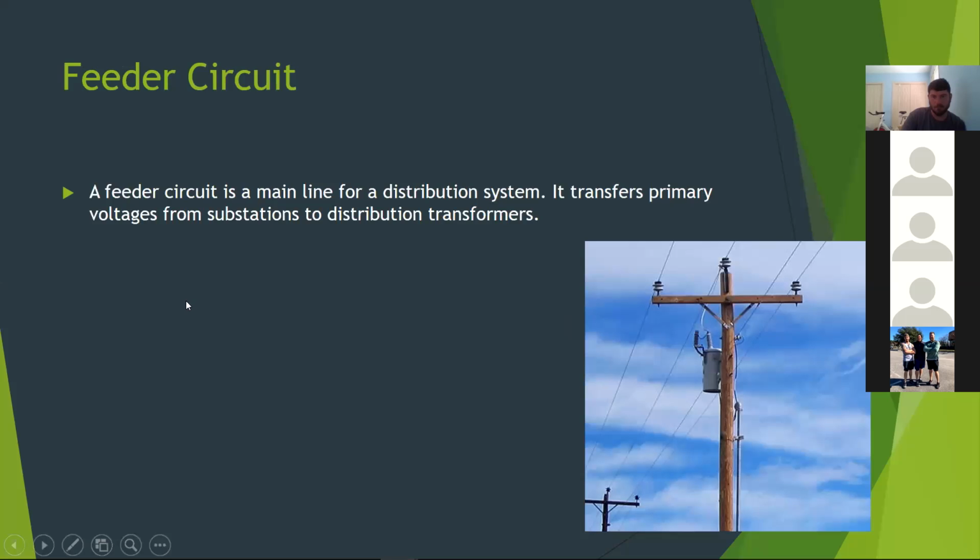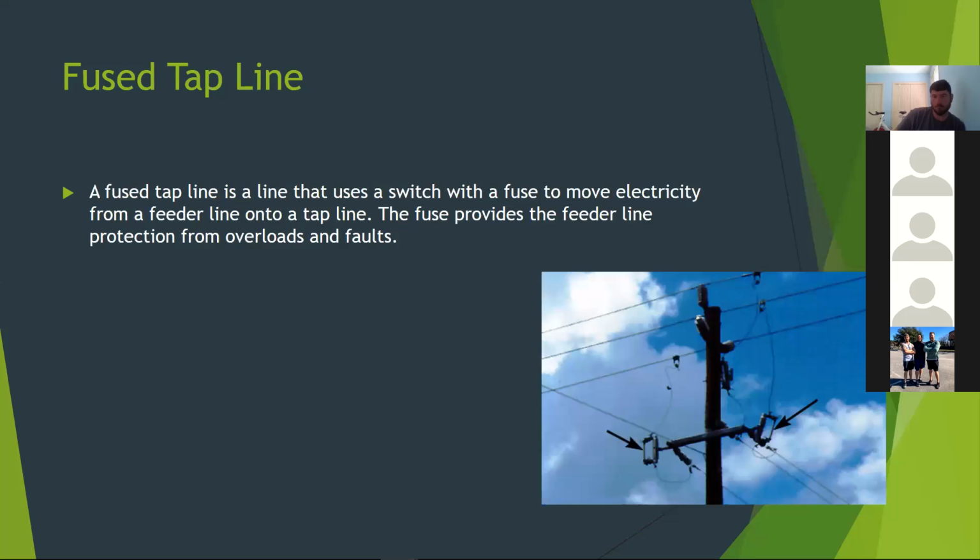And then your feeder circuit is what you have coming out of your distribution substation. Primary voltages travel on these lines so you can send them to businesses, customers, homeowners, all the way to your distribution transformers. And then you have your fuse.